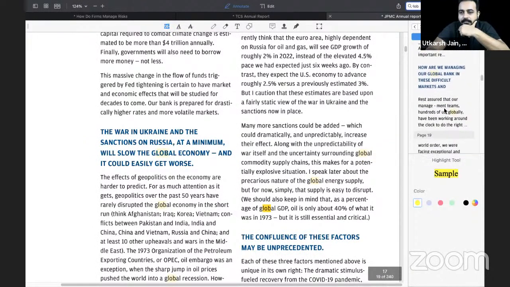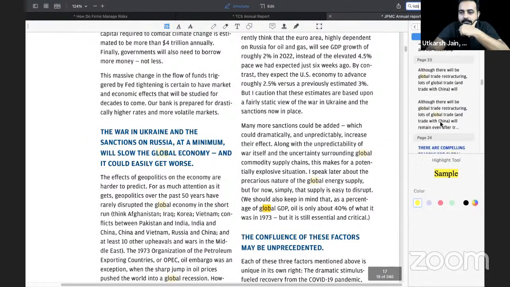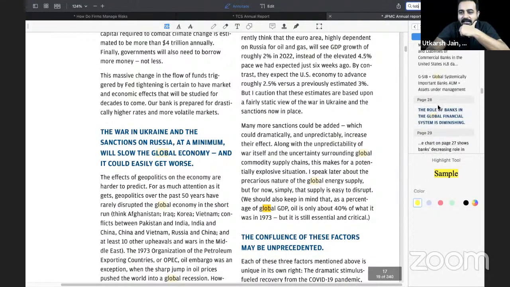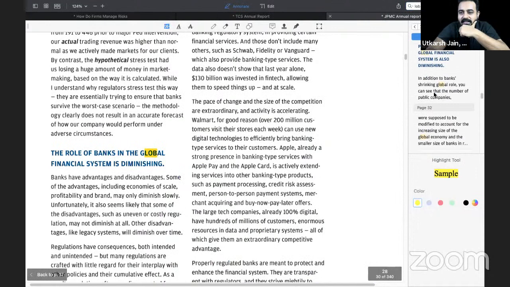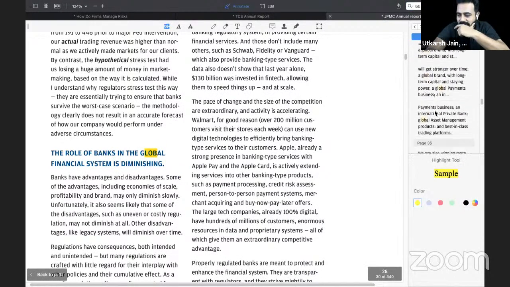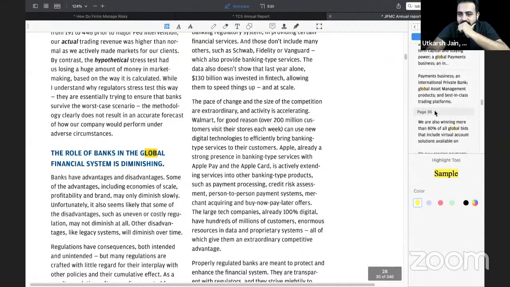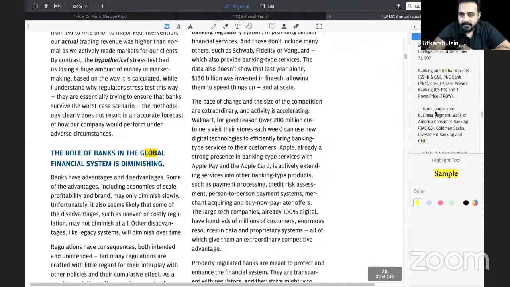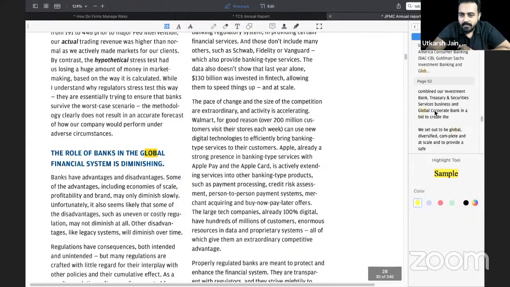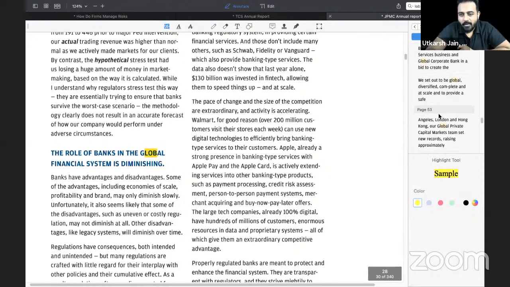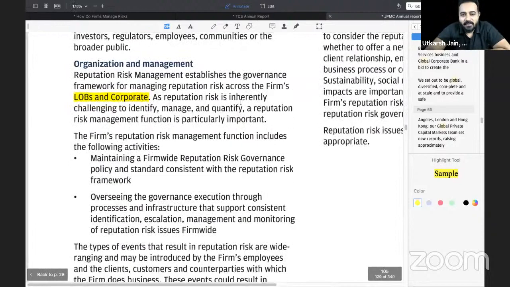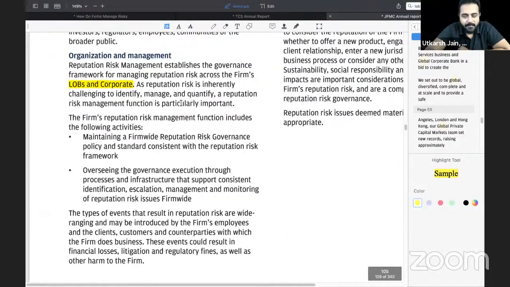Come on. I'm hitting the word global constantly. LOB, LOB. Can someone quickly Google it and tell me what LOB is being used for here? Oh, yeah. No, thank you very much. Line of business. That's it. Yeah, so across the firm's line of business and corporate.